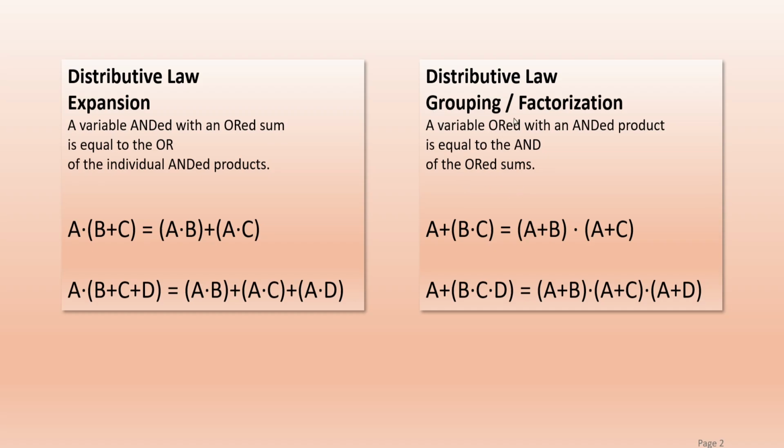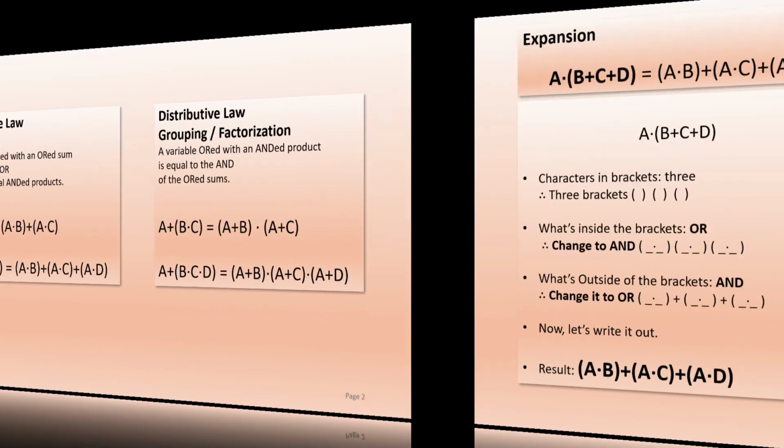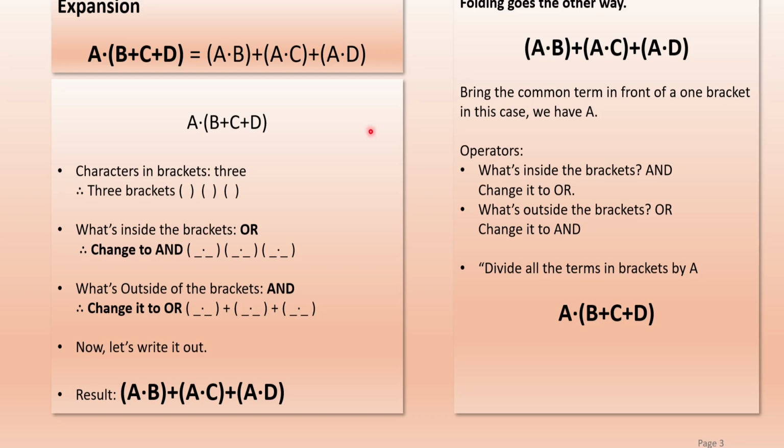Here's another one. For the grouping law, factorization, a variable ORed with an ANDed product is equal to the AND of the ORed sums. We're going to take these apart and see what we can do with this. So let's take a look at the expansion first. Here's a variable ANDed with three ORed variables.